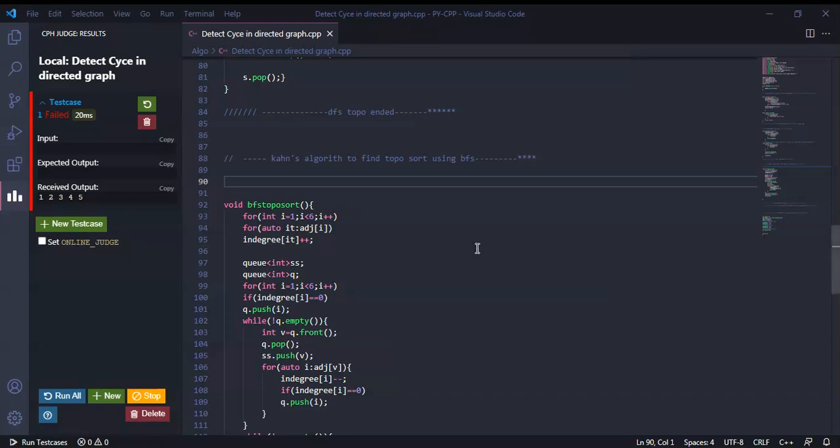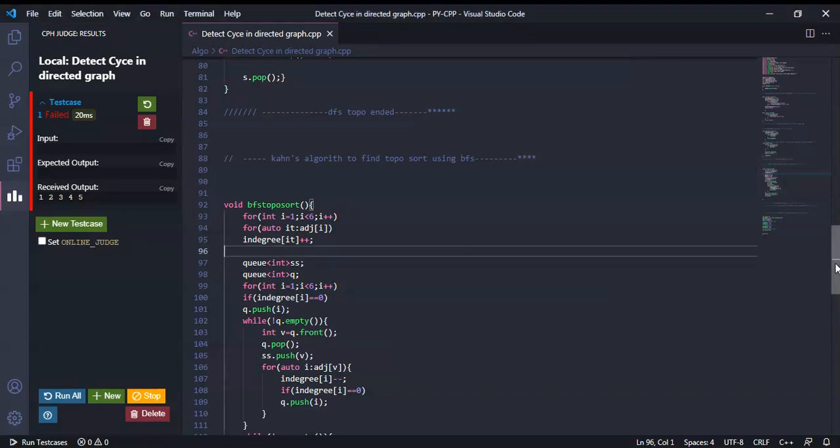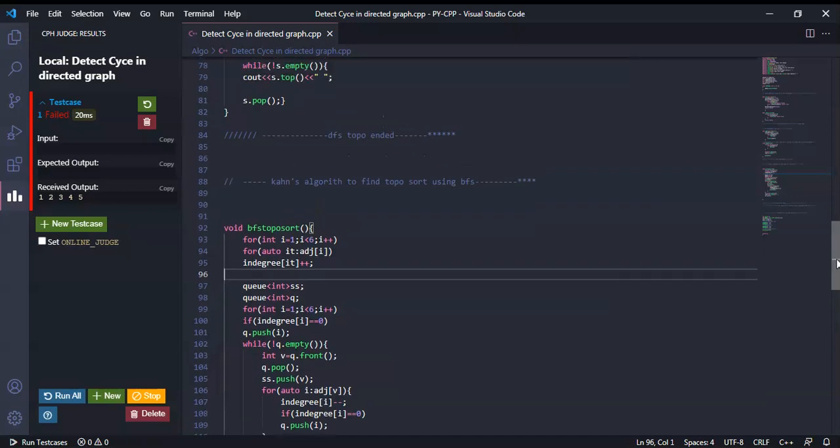Hello everyone. Now we are going to learn topological sort using BFS. Using BFS involves an algorithm known as Kahn's algorithm. So let's see how this algorithm works.